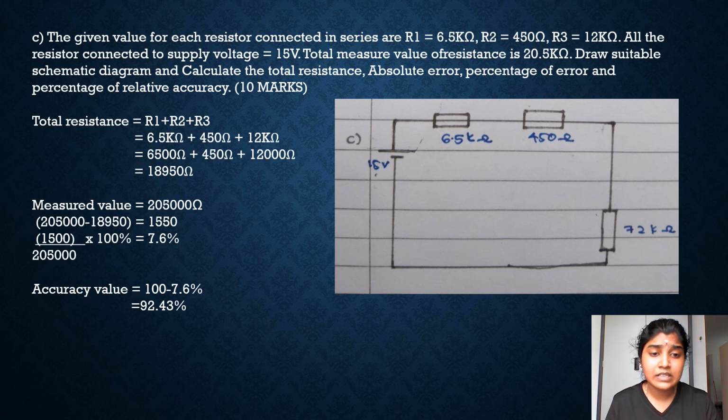The total resistance is 18950 ohm. The percentage of error is 7.6% and the accuracy value is 92.43%. This is the schematic diagram.